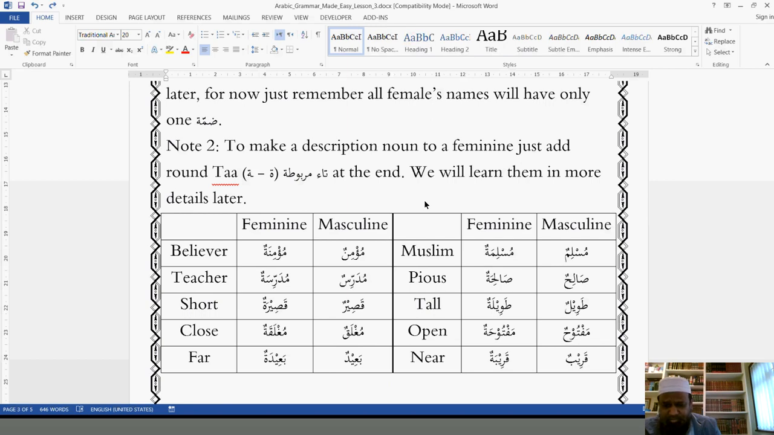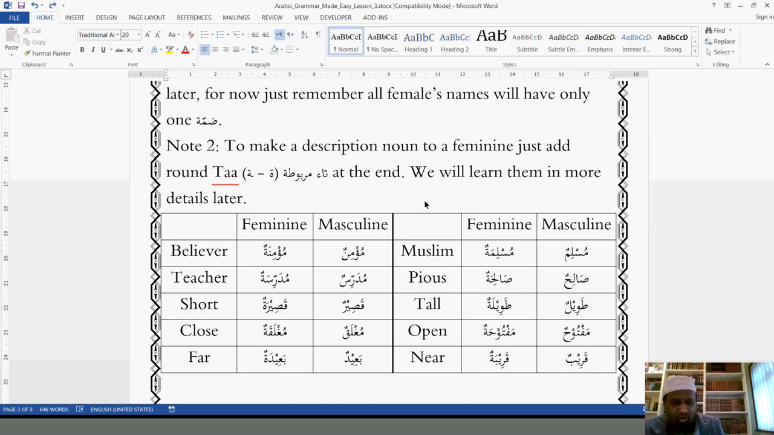Qareebun, add the round ta to make it feminine: qareebatun, near. So why do we need to make a masculine noun into a feminine noun? As we said, rule number 3 of Jumla Ismiya is that the khabar has to agree with the mubtada in gender. So if the mubtada is a feminine ism, we have to make the khabar feminine as well. And for a few other things, we will need these feminine nouns later on. So it's a good idea to learn this from now.